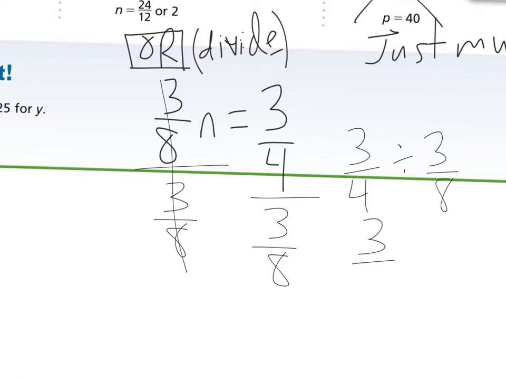We change the division to multiplication, and then reciprocal, which is like flipping that second fraction. Okay, and if you'll notice, we are doing now the same thing that they did on their problem, 3/4 times 8 thirds.